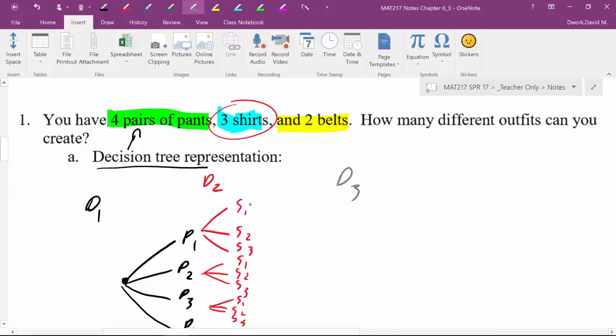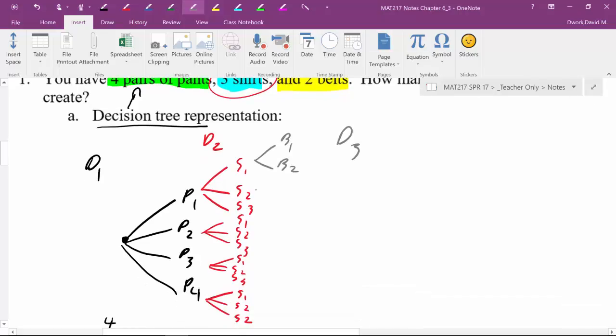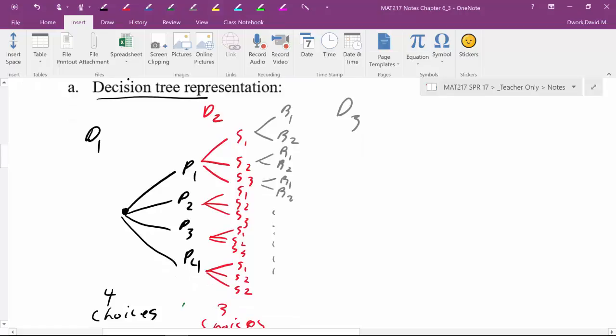So for decision three, shirt one, I have two choices on my belts. I can wear belt one or belt two. Or if I had pants one, shirt two, I can wear belt one or belt two. Pants one, shirt three, I could also have belt one or belt two. I don't want to write all these out. So the question is how many of these groups am I going to have? Well, these are all little groups of two. I have two different belts, and I'm going to have this same decision for each shirt. And we said we had 12 of those, so it would just be 12 times 2.